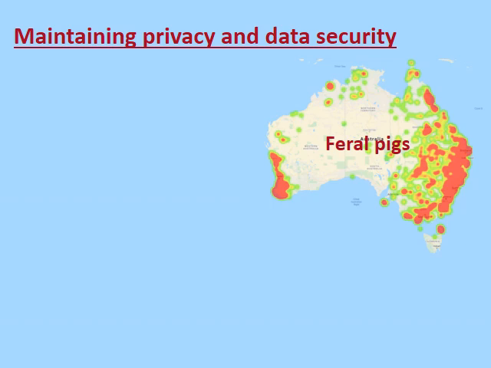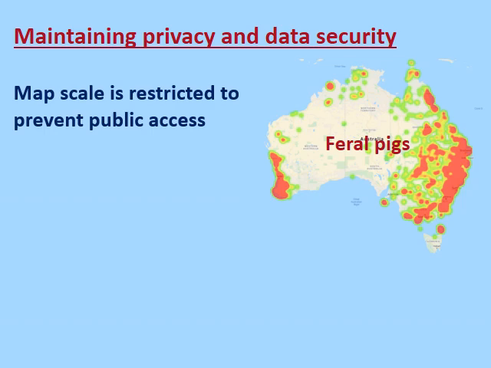So just to add a little bit more information about that point, maintaining privacy and data security is important for FeralScan users, particularly with respect to feral pigs. We make sure that information you record is not visible to the general public. One of the methods we implement is we restrict the feral pig map so that people cannot zoom in to identify properties, localities, or anything about the information you record.